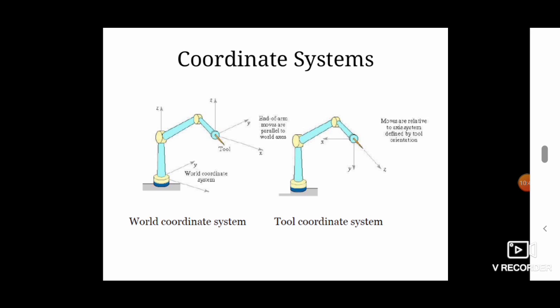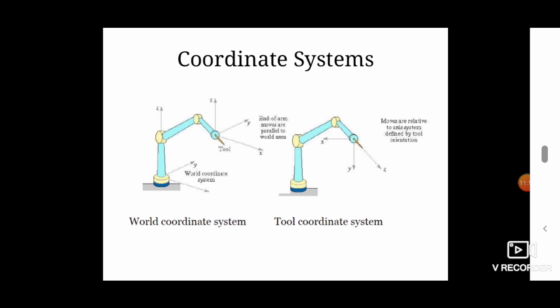Next, what is a coordinate system? There are two coordinate systems. The first is the world coordinate system, and the second is the tool coordinate system. The world coordinate system is the coordinate system used by the robot itself, and the tool coordinate system is the coordinate system of the end part of the robot, the end of the arm. That is the tool coordinate system.